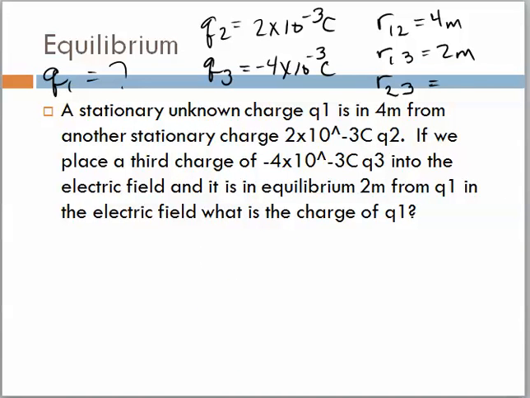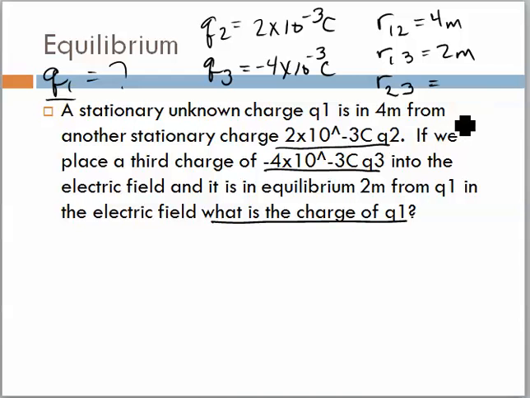What I've done here is I've already created my list. If we look in here, it wants to know what is the charge of Q1. So there's my Q1. I don't know what it is yet. It tells me that my first charge has another stationary charge, call it Q2, and then I've identified Q3 here. The distance between 1 and 2, they tell us, is 4 meters.